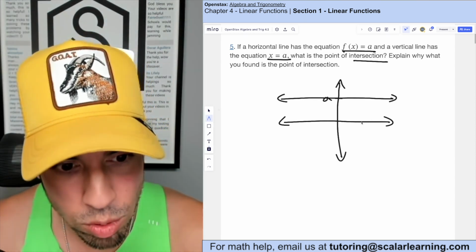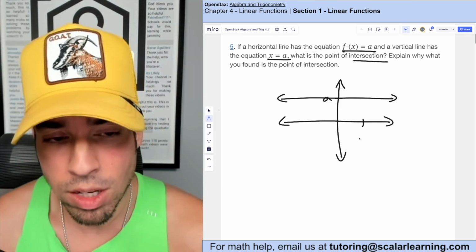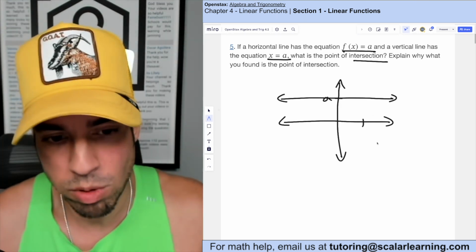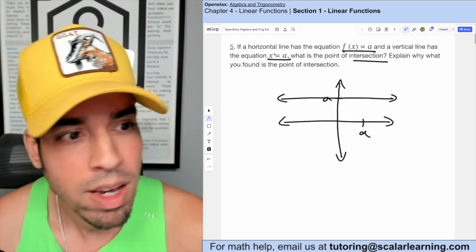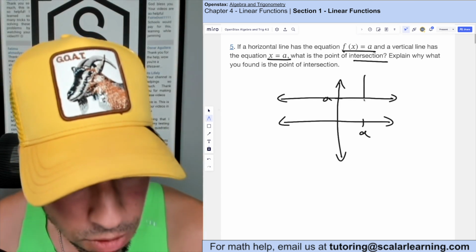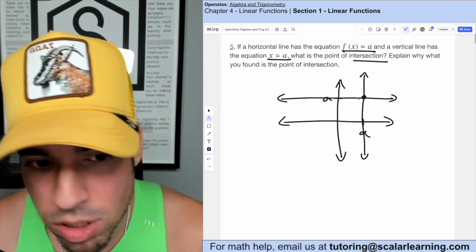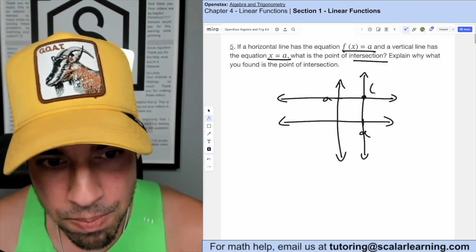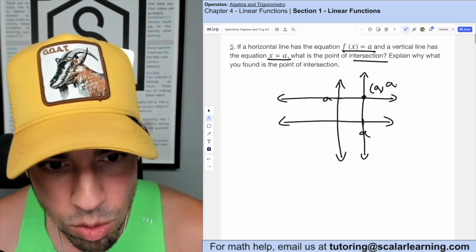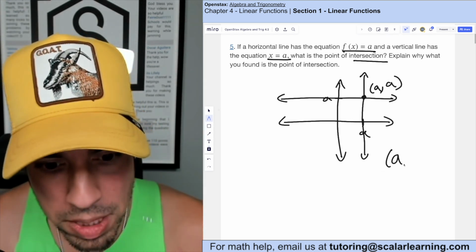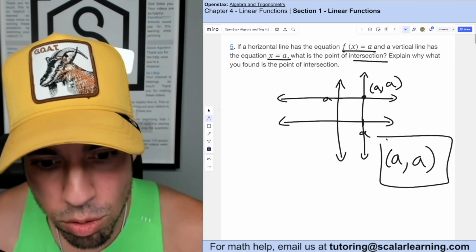Then if you had x equals a, and again, a is just some arbitrary positive value, it looks like it's 3 or something, so we could say a here. X equals a would be a vertical line right here, which would stand to reason that the point of intersection of these two lines would be a on the x-axis, a on the y-axis. So the intersection would be a, comma a. Boom, done.